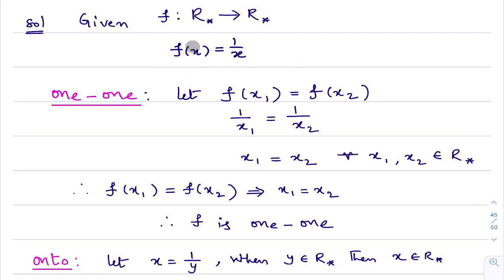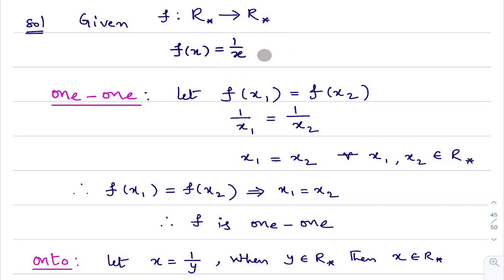Try to understand. If I take different elements in the domain set, I am getting different images. You take 2 by 3 and 3 by 2. F of 2 by 3 is 3 by 2, f of 3 by 2 is 2 by 3. Different elements are having different images. So by taking some elements randomly, you get a conclusion. If I take x as 0, 1 by 0 is not defined. That's why R star is specified, it is the non-zero real numbers.